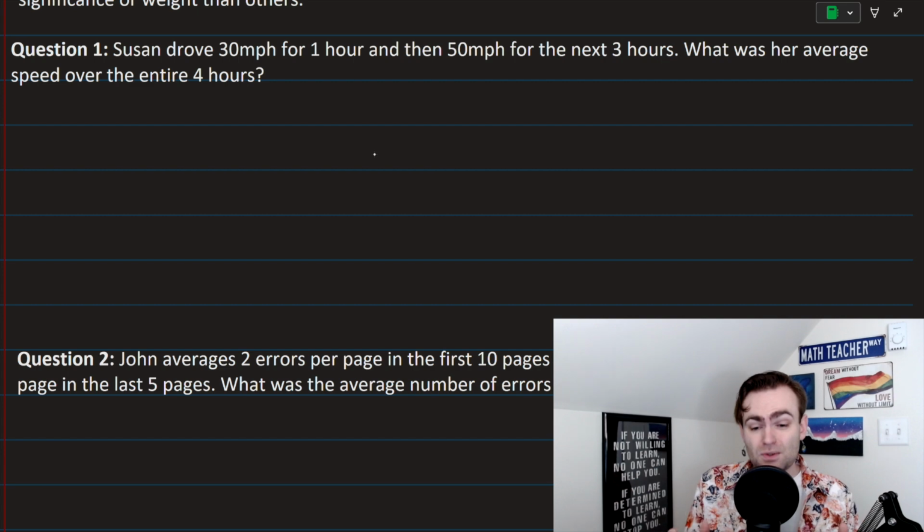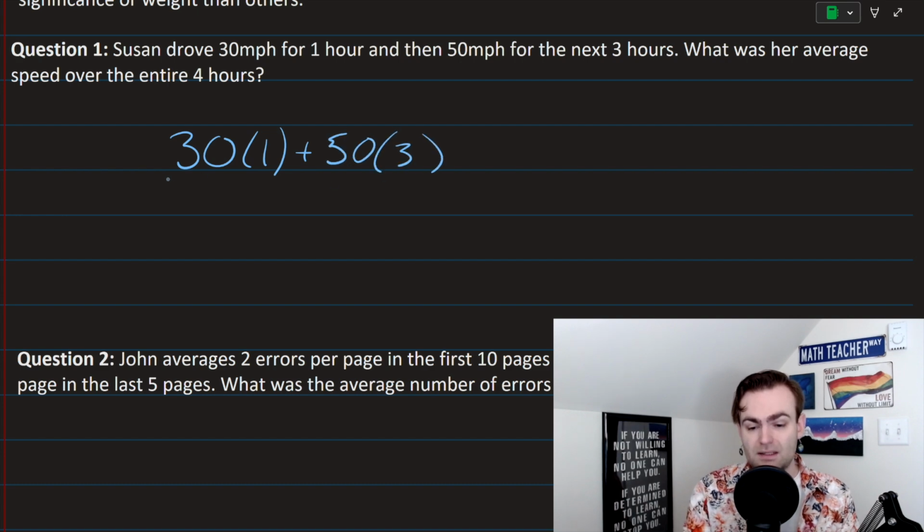Question 1. Susan drove 30 miles per hour for 1 hour and then 50 miles per hour for the next 3 hours. What was her average speed over the entire 4 hours? So we can see that we drove 30 miles per hour for 1 hour. So 30 times 1 plus. Then we did 50 miles per hour times 3. And then this entire trip took 4 hours.